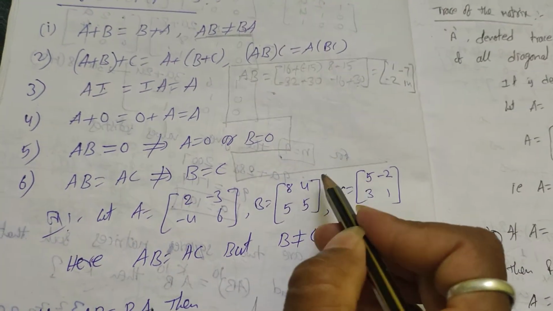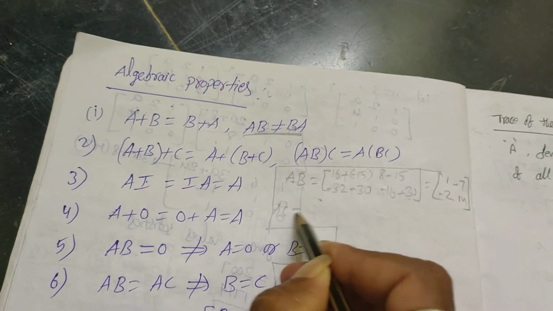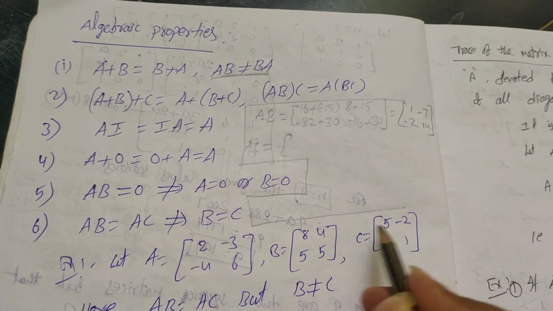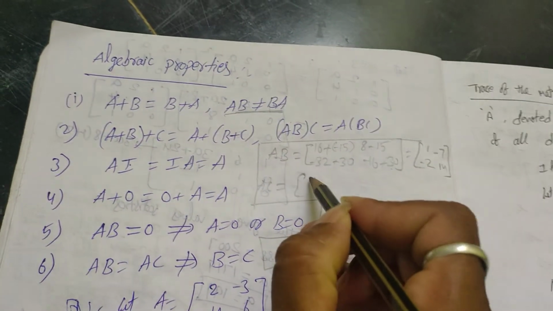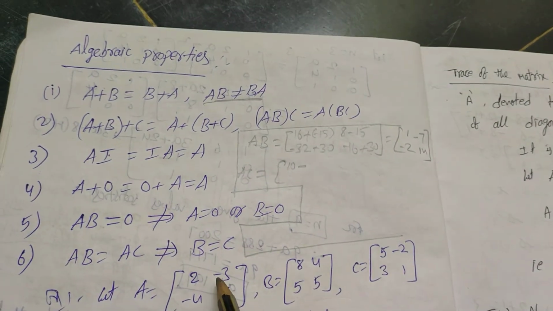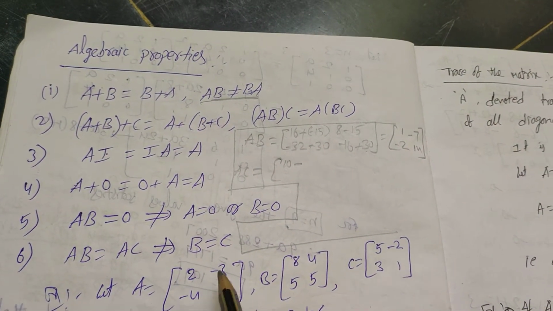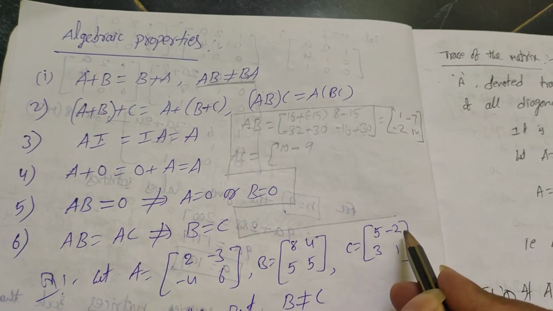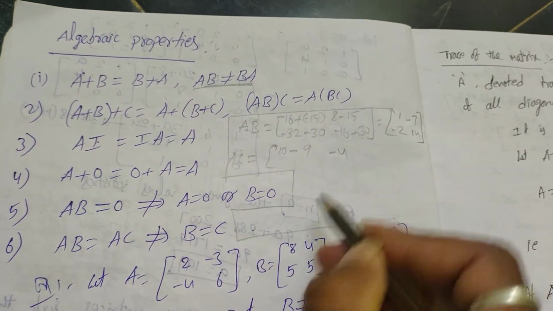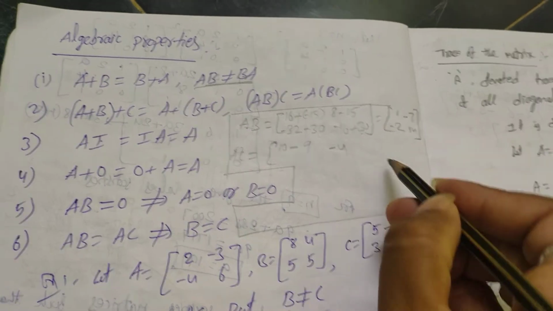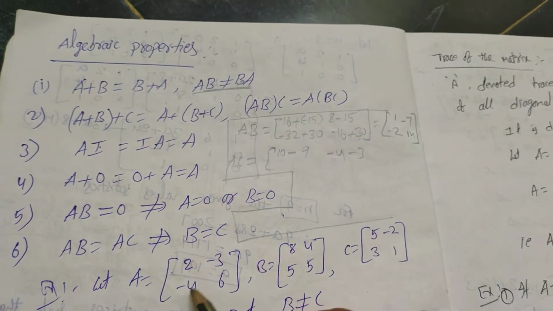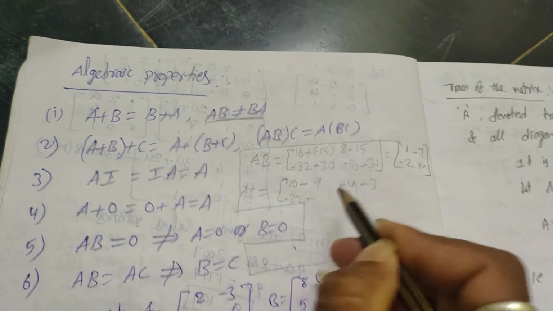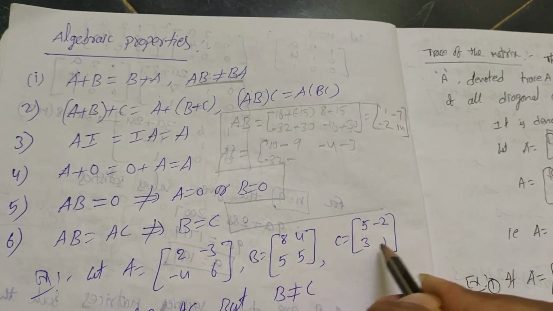Okay, for AC also, what is here in AC, this row to this column: 2 5s are 10, plus 3 3s are 9, actually minus 9 you get, so that means minus 9. Next one, 2 into minus 2 is minus 4, minus 3 into 1 is minus 3. Next one, minus 4 into 8 is minus 32.